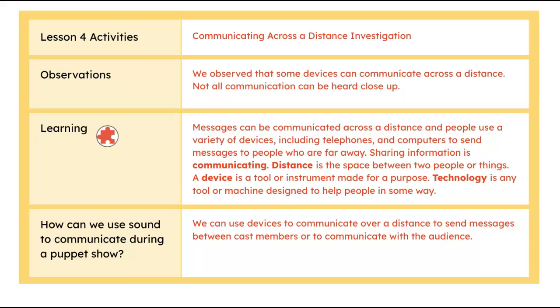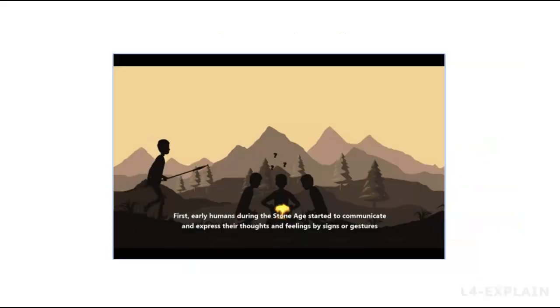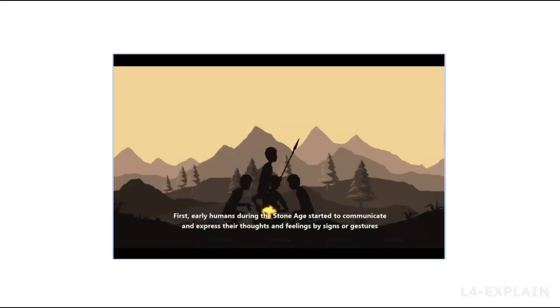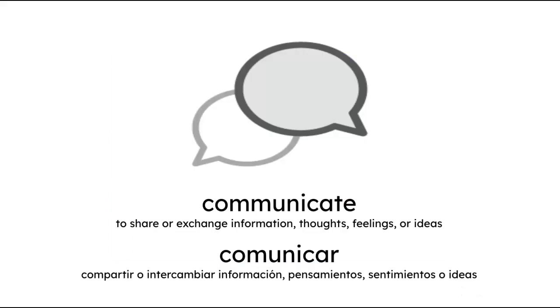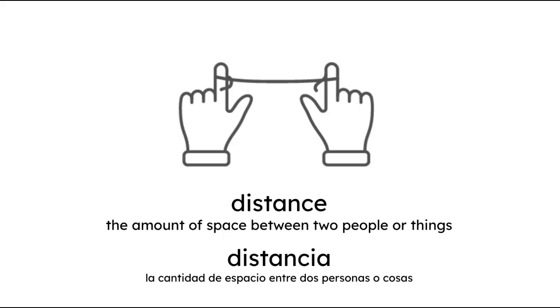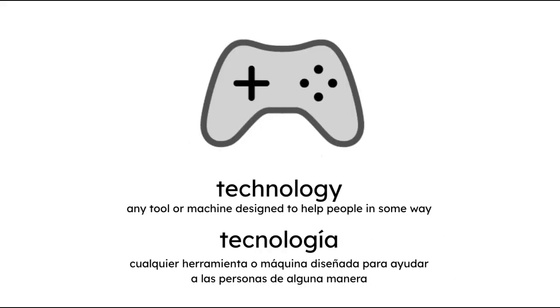Use the discussion to create the Lesson 4 summary chart. By the end of the discussion, students should understand that they can use devices to communicate over a distance and to send messages between cast members or to communicate with the audience of the puppet show. You'll begin the summary chart discussion in the Explain and complete it in the Elaborate. During the discussion, you'll show students the video Evolution of Communication and talk over the vocabulary communicate, distance, device, and technology.